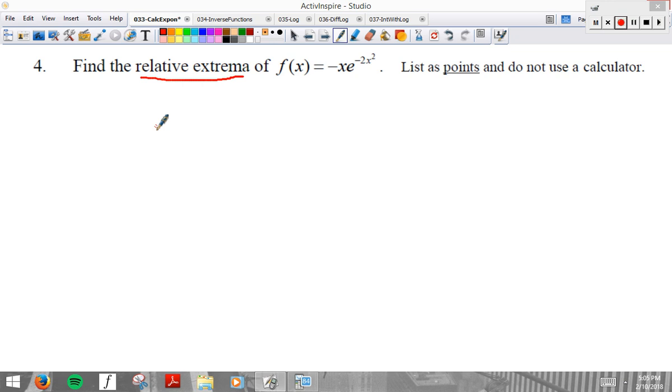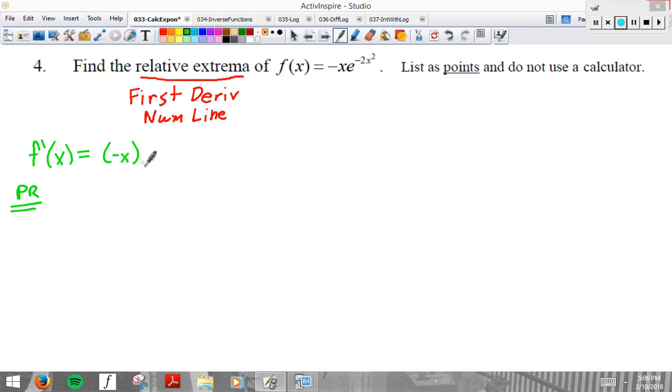3, 2, 1. The way we find relative extrema is a first derivative number line. And if that doesn't ring a bell, the word's first derivative should. So we're going to find the derivative of f. So we're going to do this as a product rule. Product rule. Ooh, something we mess up a lot on the tests.